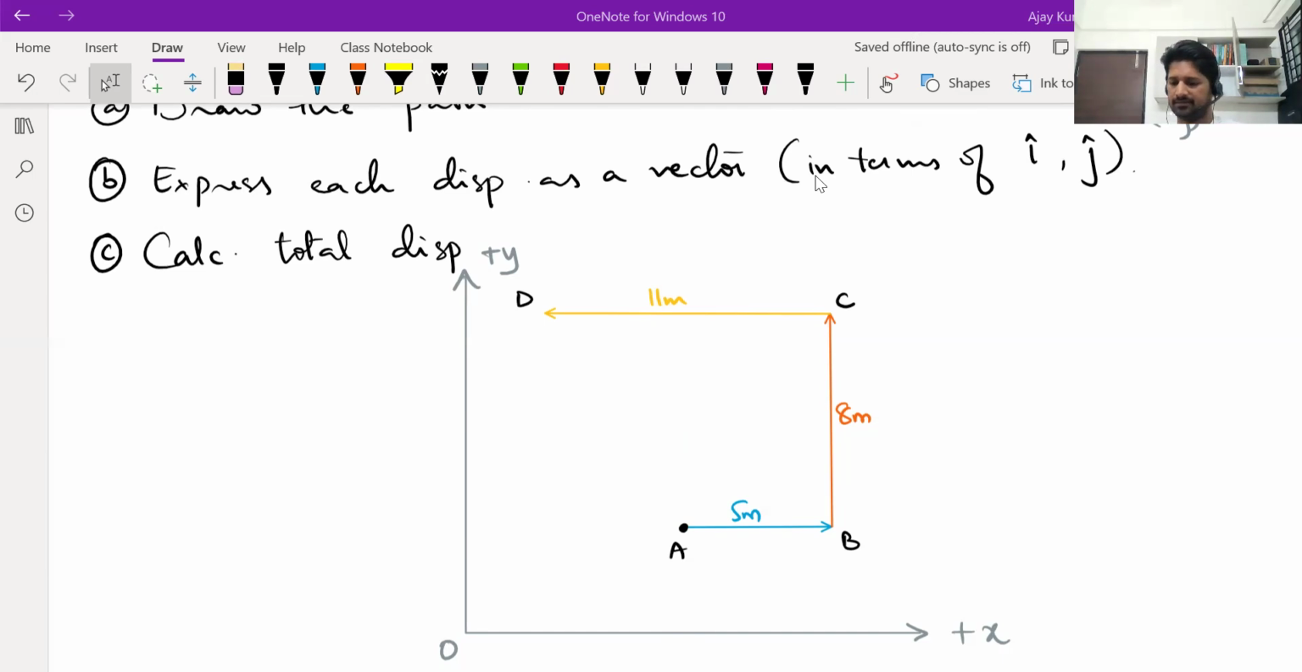Okay, anyone else? In terms of X and Y. Positive X direction, sir. Positive X. What is the unit vector in the positive X direction? I cap. So how do you write that displacement A to B in terms of I cap and J cap? 5 I cap, sir. Good. 5 I cap. Okay. Hope this is clear to all of you. That displacement from A to B is 5 I cap.